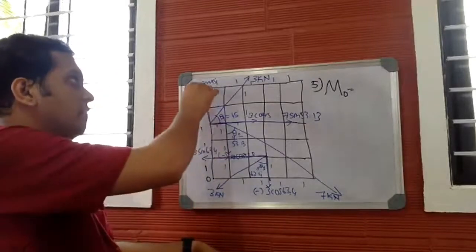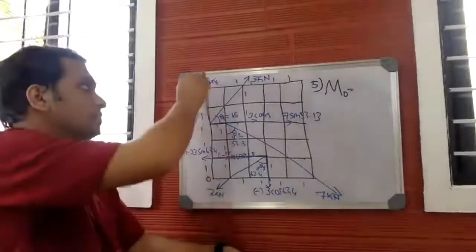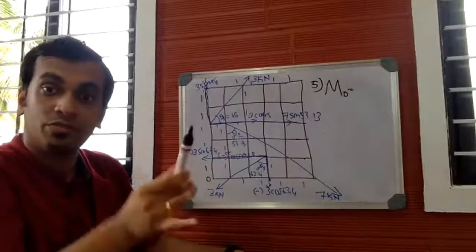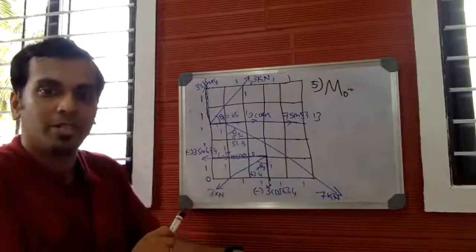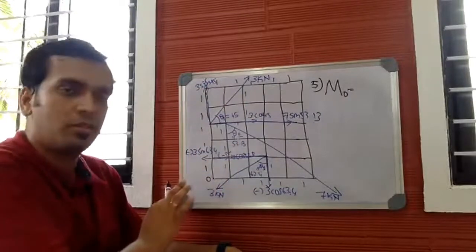Let me check whether 3 sin 45 produces any moment about O. It will not produce, because if you draw the line of action of the force, it will pass through O. And this is one of the conditions where a force will not produce any moment about the point. So 3 sin 45 will not produce any moment about the point O.